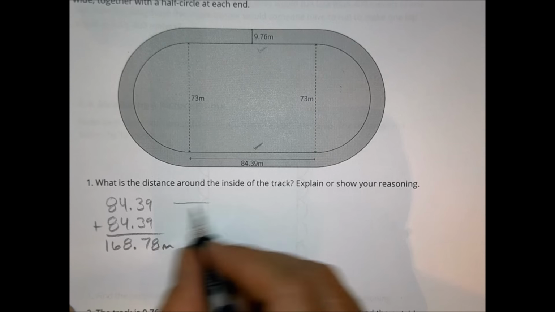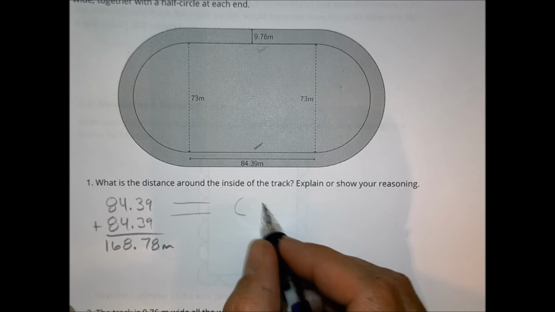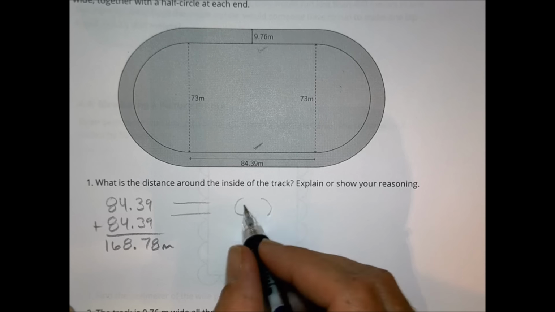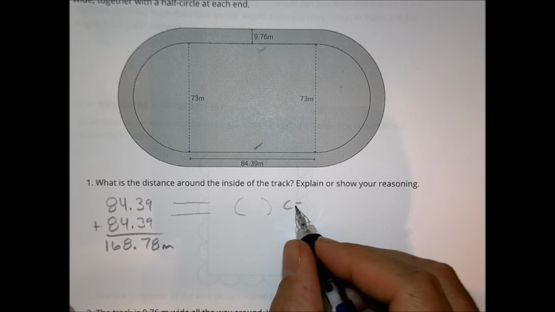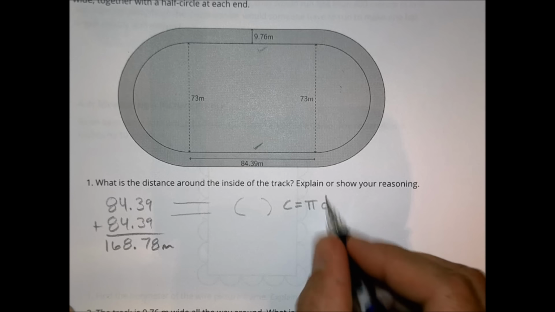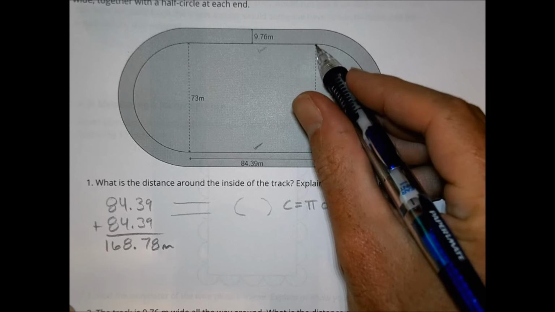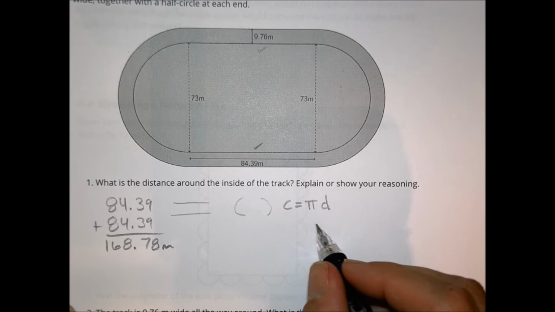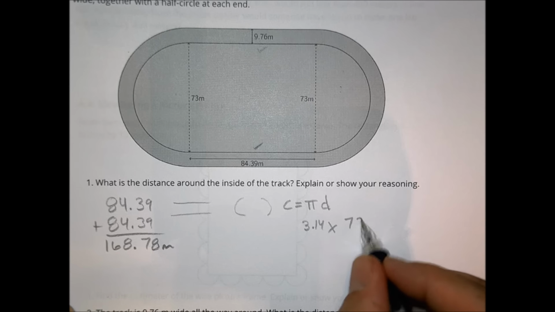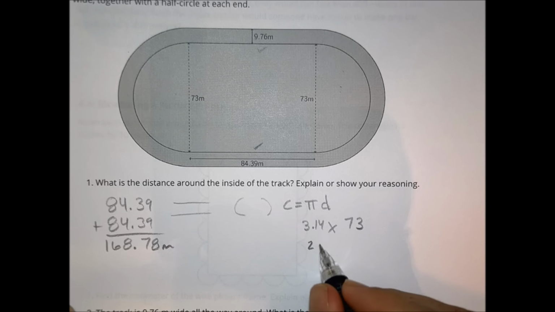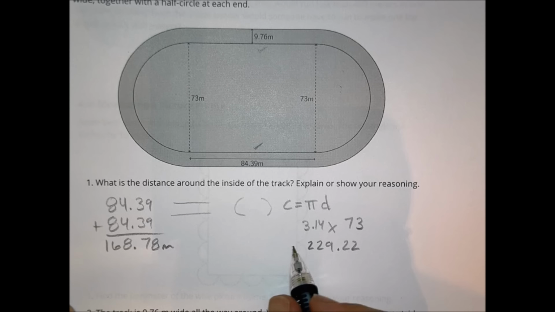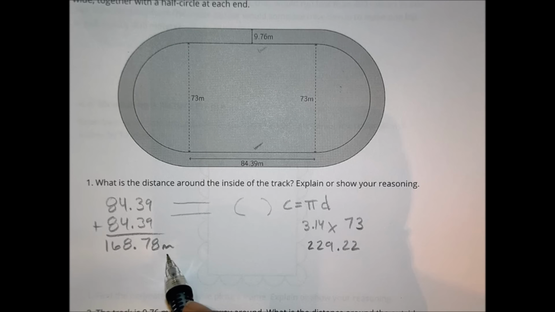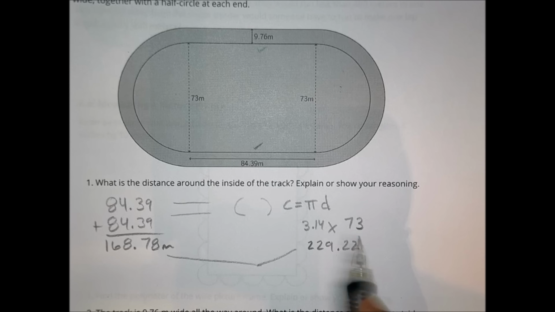That's our straightaways. But for the curves, this part and this part, they're going to combine together to form a circle, aren't they? So to find the circle is going to be the circumference formula. The circumference is pi times the diameter. In this case, because we're doing the inside of the track, my diameter happens to be 73. So I do 3.14 times 73. I'm going to get a value of about 229.22.